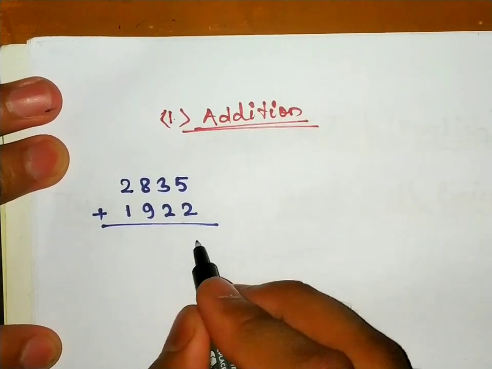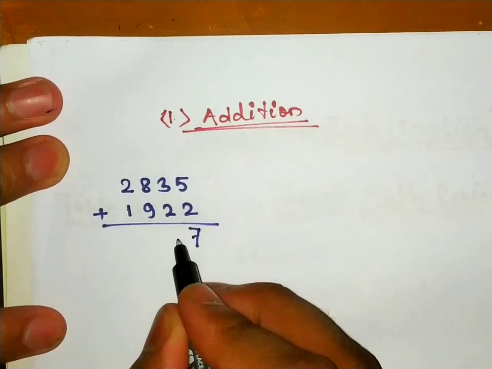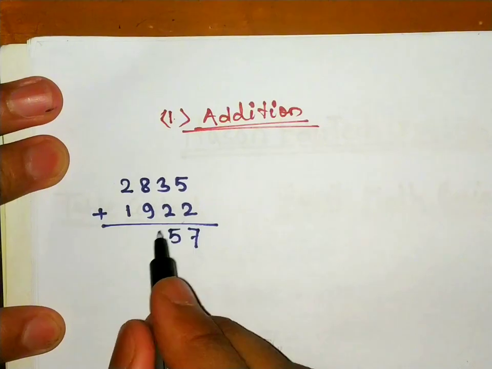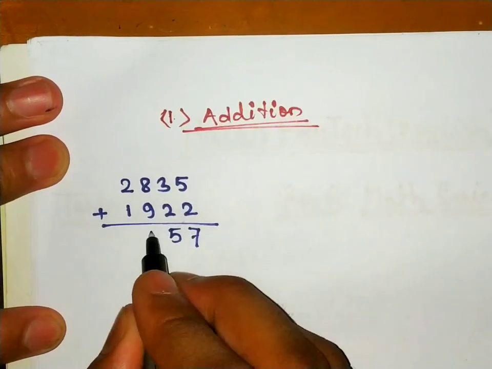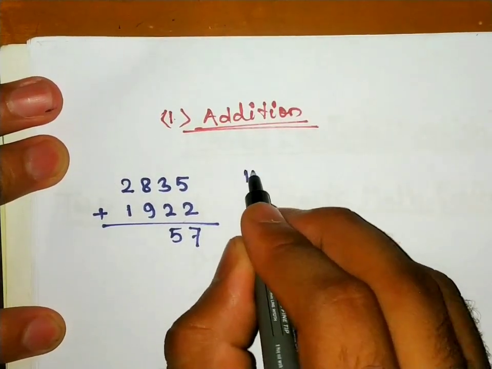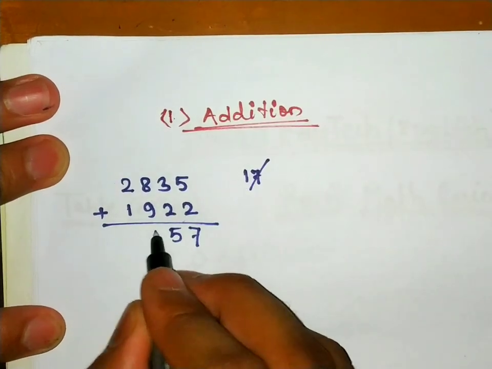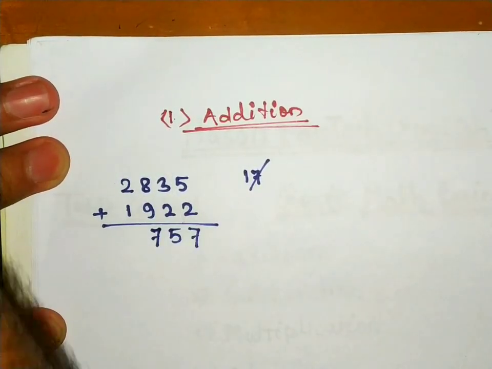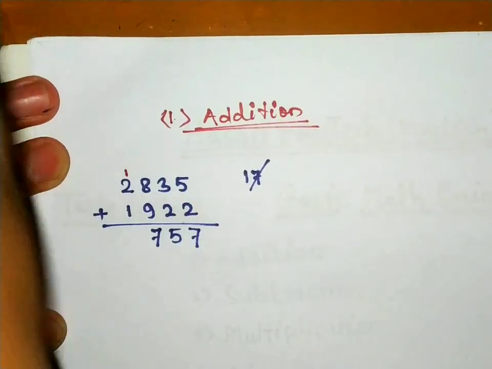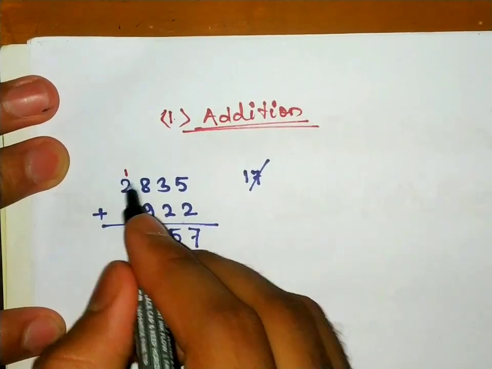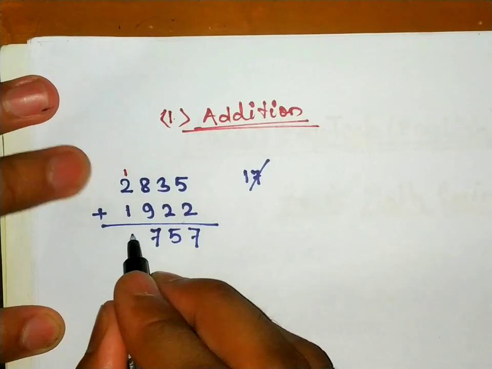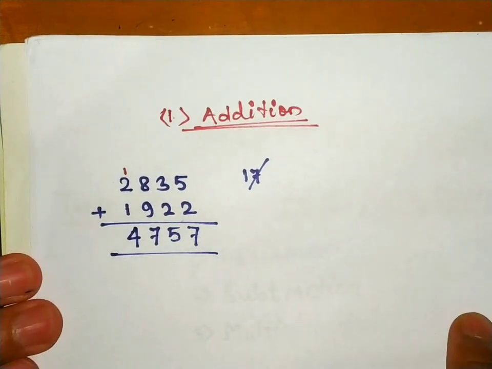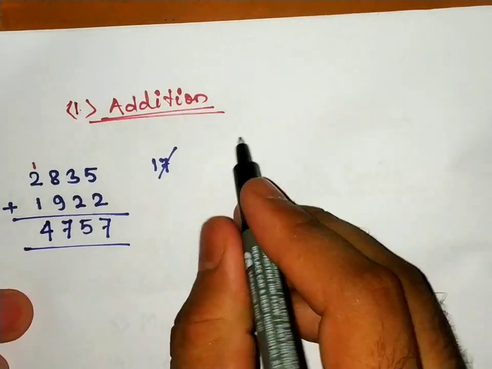Like 5 plus 2 is 7, 3 plus 2 is 5, 8 plus 9 is 17. 17 here, right? Take 7 with carry 1, and 2 plus 1, put the carry 1 here smaller, like 2 plus 1 is 3, 3 and 1 is 4. There is no carry, so this goes on top. Simply you can add it like this.